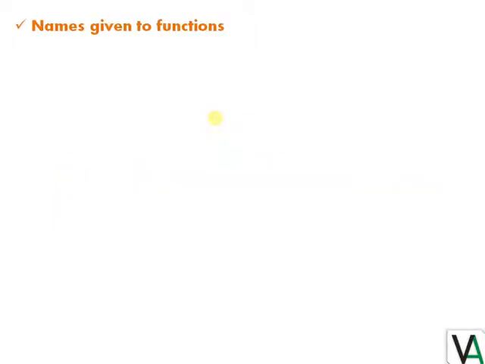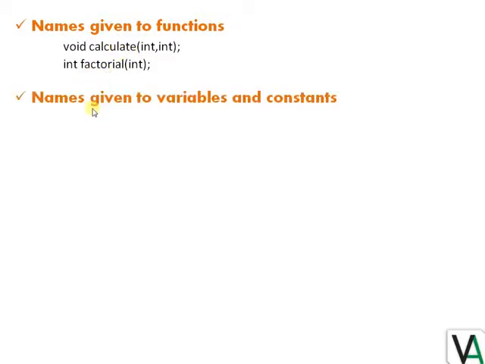Names given to the functions. I have written the prototype of two functions over here. Prototype is the declaration of the user defined functions I will be using in the program. So void calculate, and it has two parameters, two integers. So it will calculate the value of two integers. Over here calculate is the identifier, meaning it is the name of the function. Factorial is also an identifier, the name of a function.